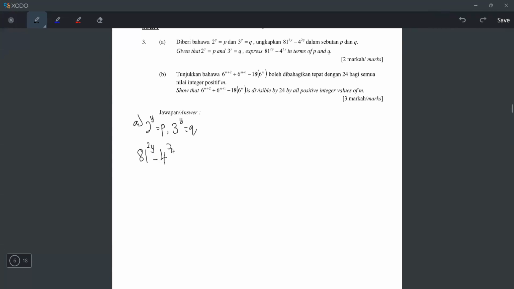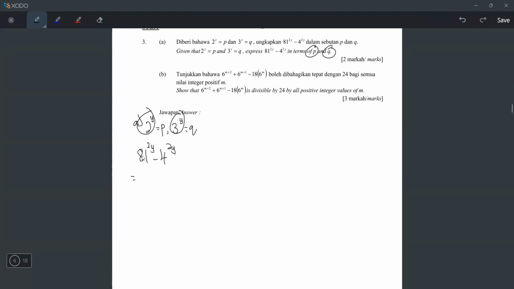81 power 2y minus 4 power 2y. But they say in terms of p and q. So they want my answer in terms of p and q. But if you look at my question now, it doesn't have p, doesn't have q. So how do I convert this to something with p and q? It means I have to use this information and this information, right? I have to try my best to change this to 2 power y or 3 power y, because 2 power y is p and 3 power y is q. That's the only way if I want my answer to be in terms of p and q.